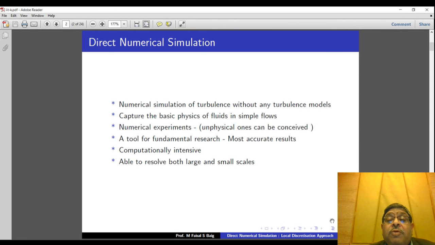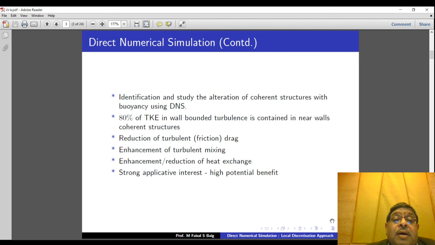So numerical simulation of turbulence doesn't use any turbulence models, and captures the basic physics of fluids in simple flows. Numerical experiments can be unphysical and can be conceived by the researcher himself. It's a tool for fundamental research, giving the most accurate results. It's computationally intensive and is able to resolve both large and small scales. It is used primarily for the identification and study of coherent structures.